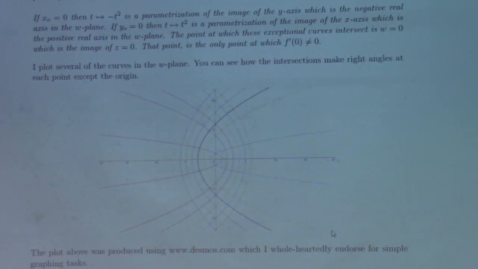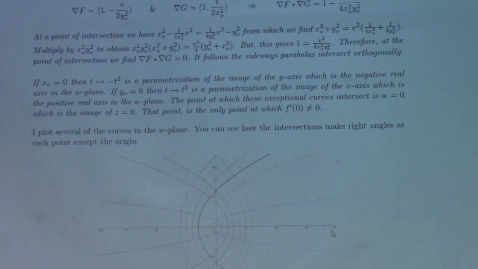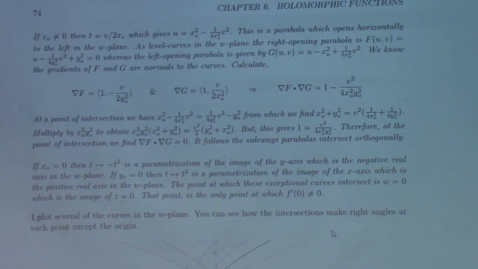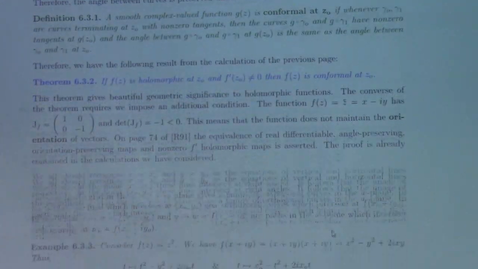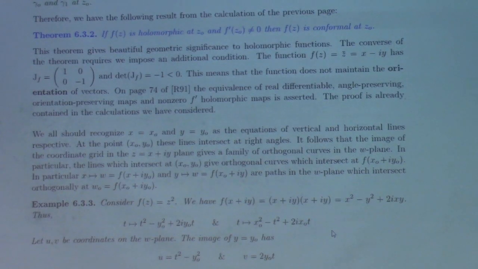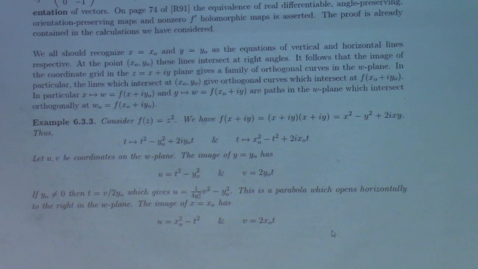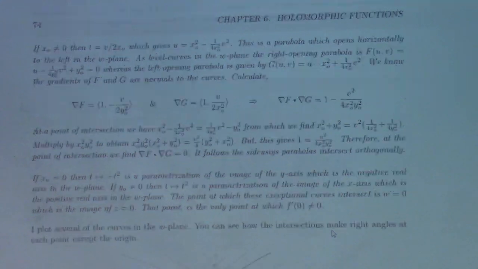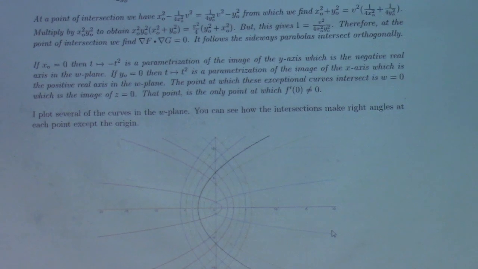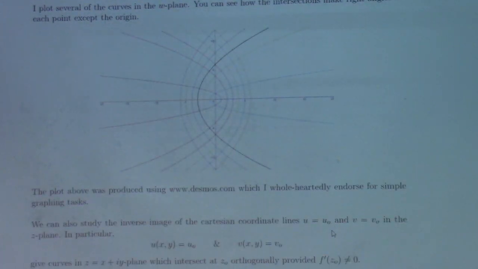So here, let's see, what am I looking at? Sorry, I've got to find the start of this example. Oh, this is z squared. So what I'm looking at here are the level curves of the z squared function, which would be x squared minus y squared equal to a constant, and 2xy equal to a constant. So what you're looking at there are, I think, both hyperbolas. So, yeah, there's some more of those.